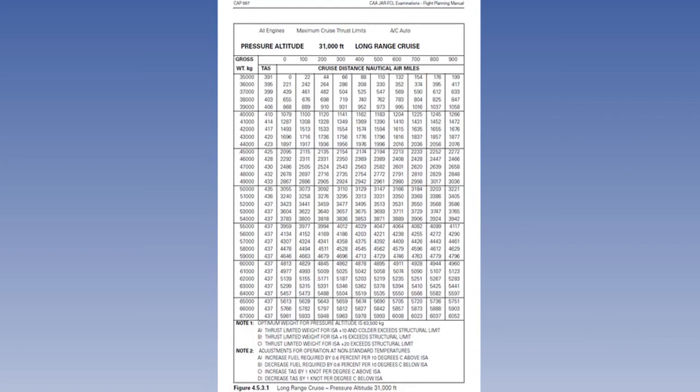The reason that fuel planning data in the CAP697 uses nautical air miles is so that only one set of data is required for a given true airspeed. The alternative will be a separate set of data for every wind component. A page from the CAP697 illustrates the point. The cruise distances shown can be converted to nautical ground miles by use of the formula for any given wind component.